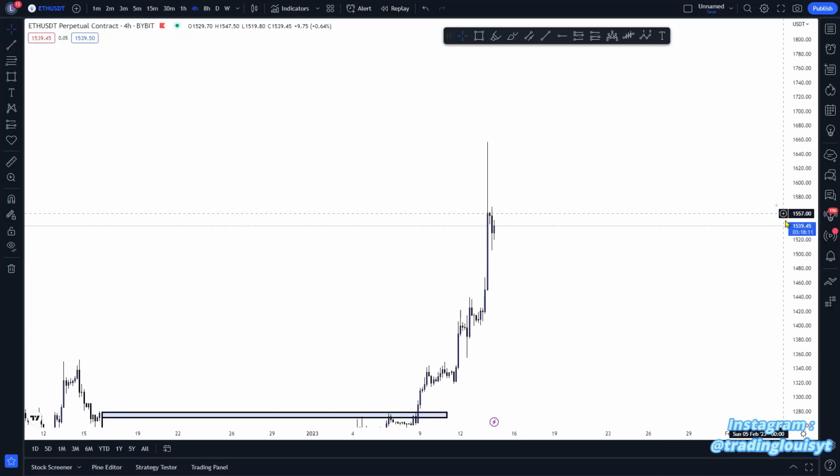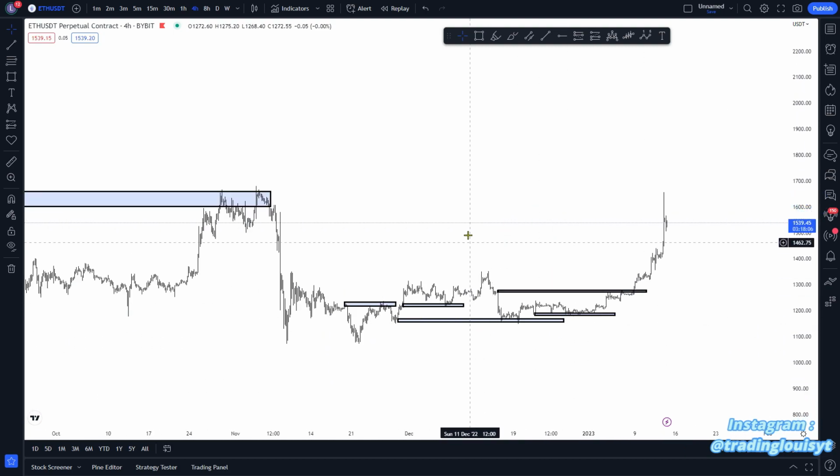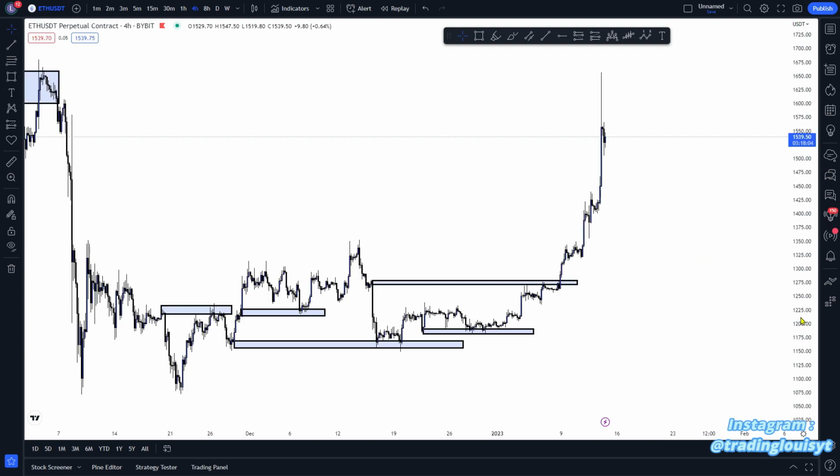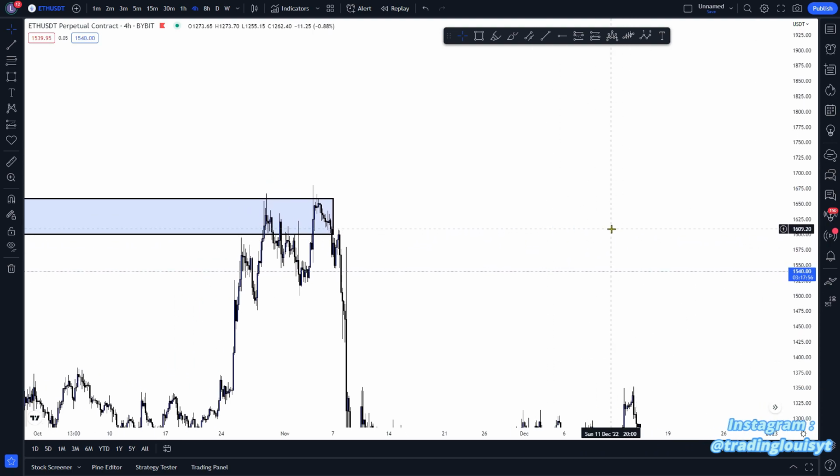In this video I'll be talking about order blocks. I'll be showing you guys what they are, how to identify them, and everything you need to know about order blocks. So make sure you watch this video the whole way through, and I promise you will completely understand everything you need to know about order blocks.